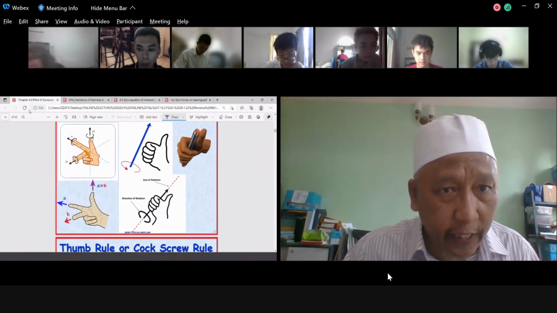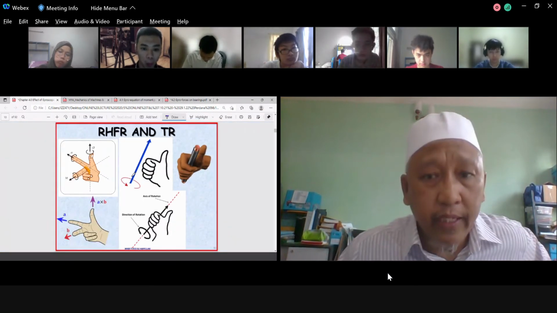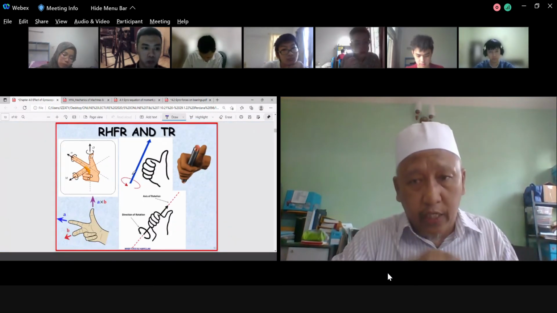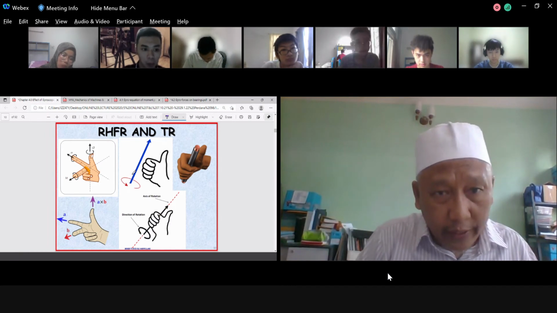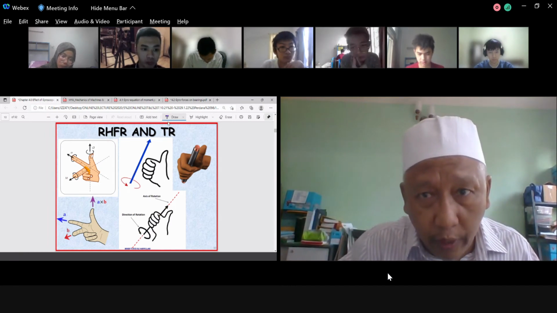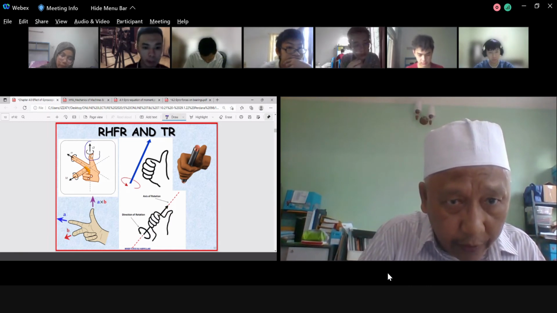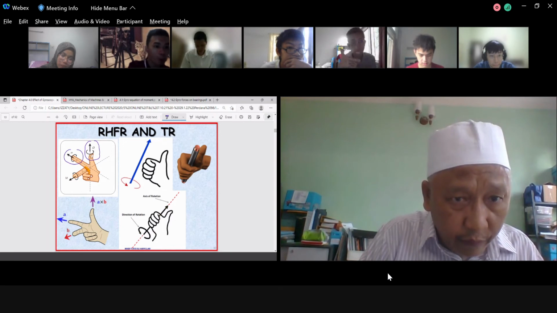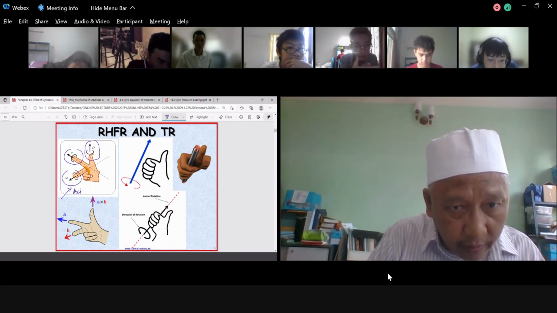This one was already discussed earlier: the use of the thumb rule and also the Right-hand and Fleming rule. You hold something, pointing that way, so on and so forth. This one is the definition of the thumb for the spin, this one for the precession, this one for the moment, and the reaction is always active.